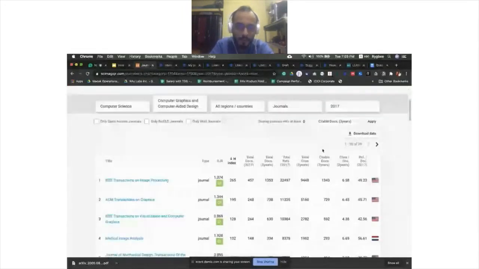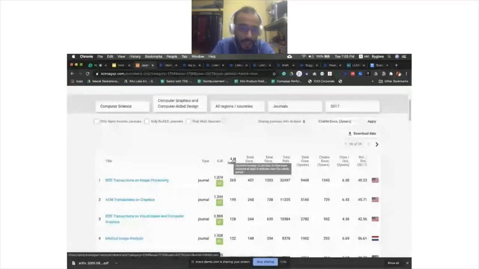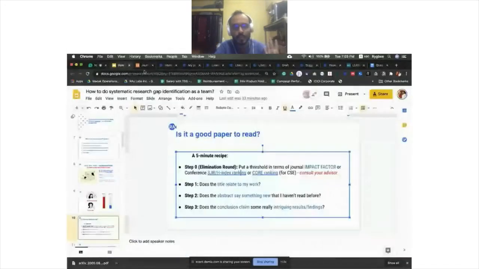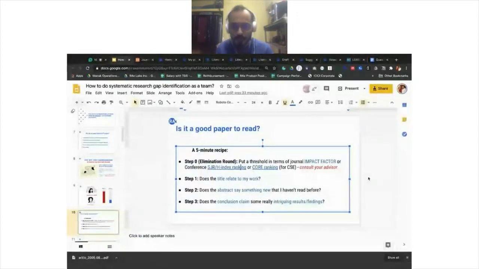And if you want to know more about SJR or H-index, what they are and how they differ from impact factor, you can look it up. It's quite simple, actually. SJR is more like how the Google PageRank algorithm works, sort of. So now coming back to the point, what you can do is put a threshold for yourself, and definitely consult your advisor.